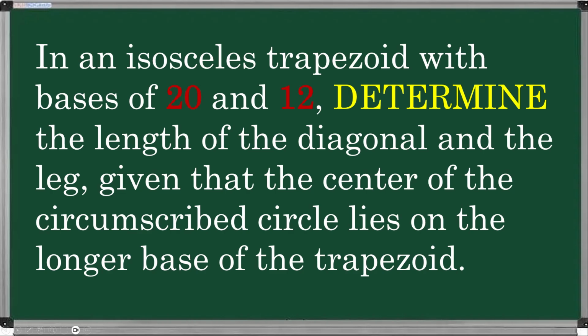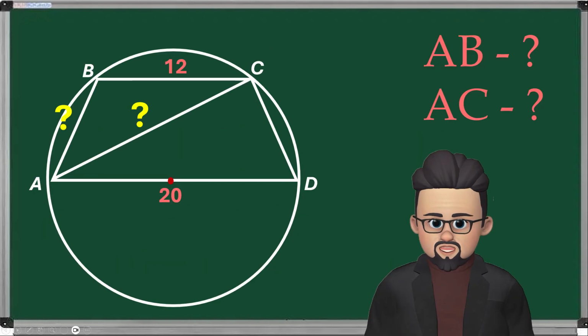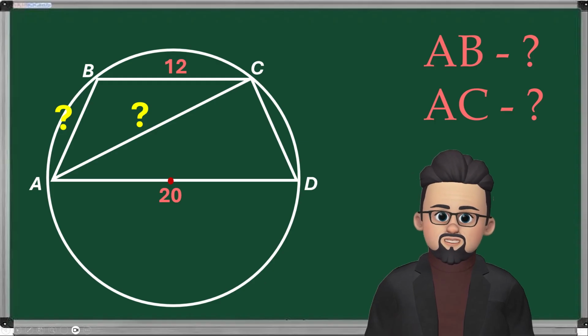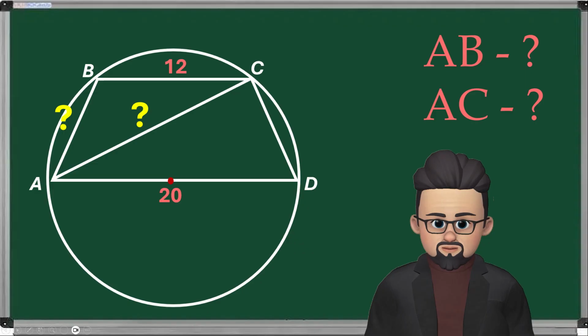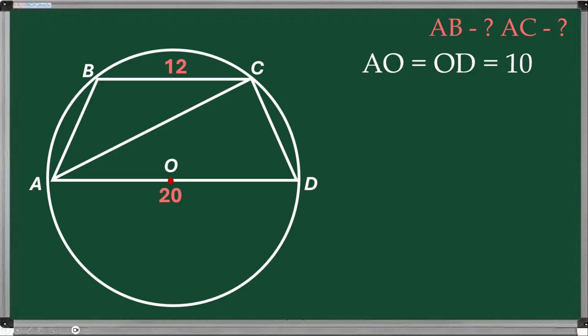In an isosceles trapezoid with bases of 20 and 12, we need to determine the length of the diagonal and the leg. This is given that the center of the circumscribed circle lies on the longer base of the trapezoid. Step 1. Understanding the setup.